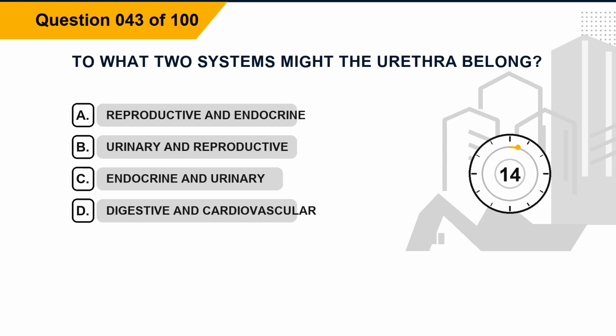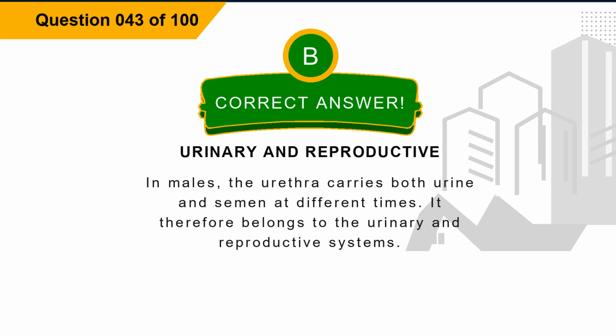Question 43. To what two systems might the urethra belong? Option A, reproductive and endocrine. Option B, urinary and reproductive. Option C, endocrine and urinary. Option D, digestive and cardiovascular. The correct answer is option B, urinary and reproductive. Explanation: in males, the urethra carries both urine and semen at different times. It therefore belongs to the urinary and reproductive systems.